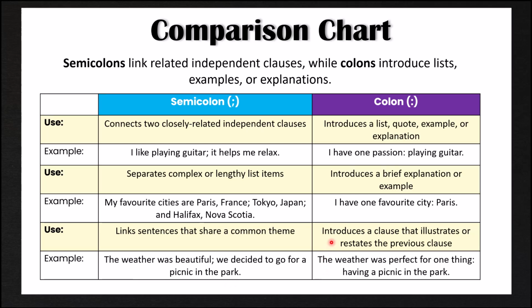And a colon introduces a clause that illustrates or restates the previous clause. The weather was perfect for one thing: having a picnic in the park. The colon is another way of saying which is or which is the following. The weather was perfect for one thing, which is having a picnic in the park.